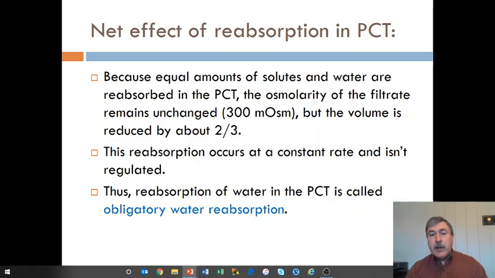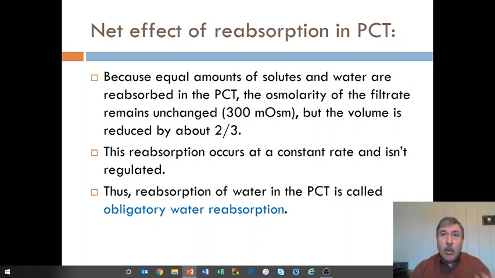And it's important to realize that this reabsorption that occurs in the proximal convoluted tubule occurs at a constant rate, and it's not regulated. So it occurs automatically, no matter whether you're dehydrated or whether you're overhydrated. So this reabsorption of water in the proximal convoluted tubule is called obligatory water reabsorption. So that reabsorbs about 65 to 80% of all the water that's filtered.